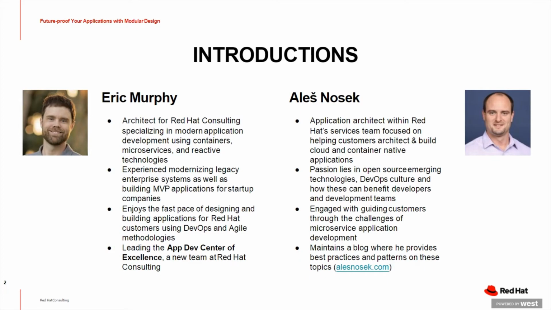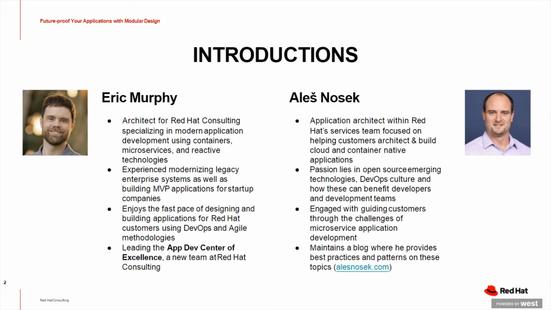So my name is Eric Murphy. I'm an architect for Red Hat Consulting that specializes in building modern applications for OpenShift. I have great experience modernizing legacy applications as well as building MVPs for startup companies. I enjoy the fast pace of designing and building applications for Red Hat OpenShift using DevOps and Agile methodologies. And I'm also leading a new team, the App Dev Center of Excellence here at Red Hat.